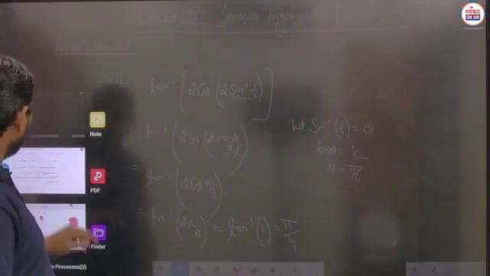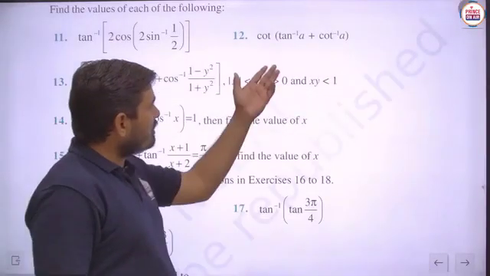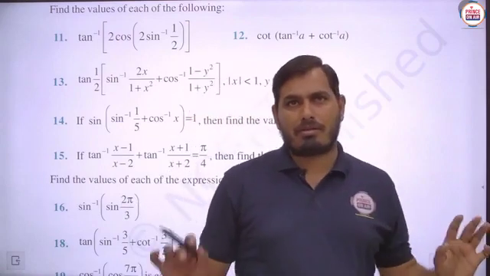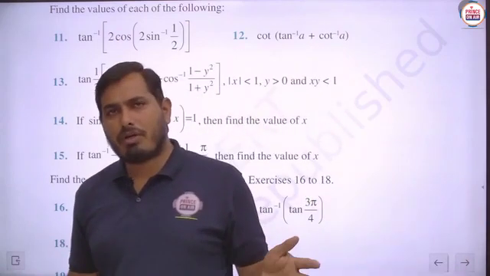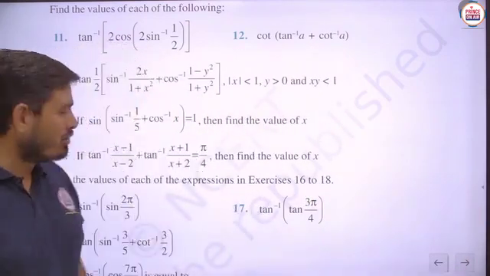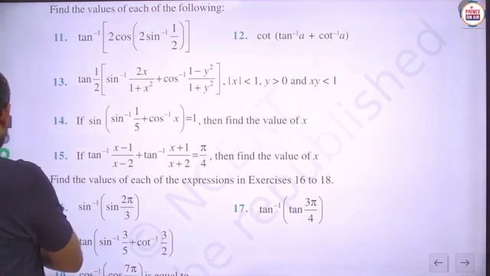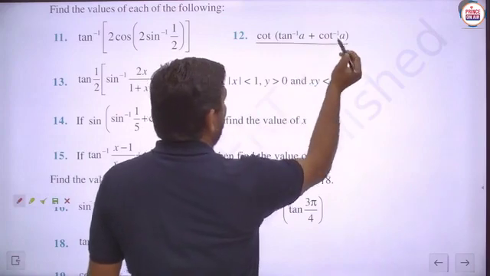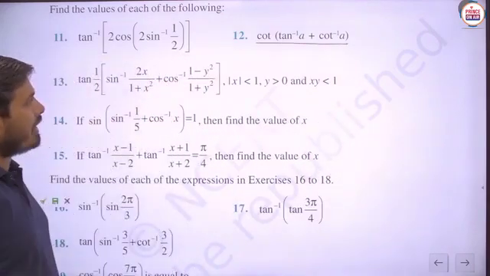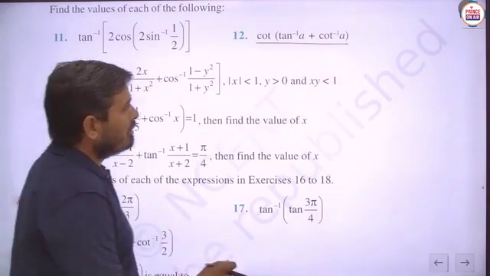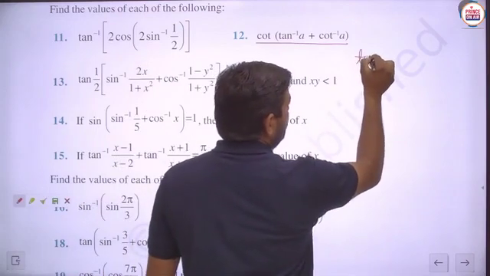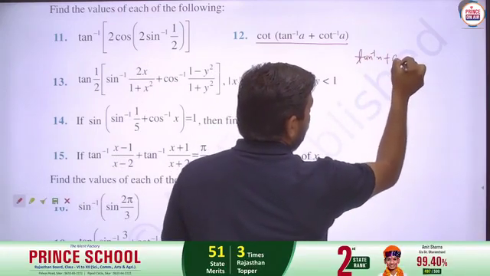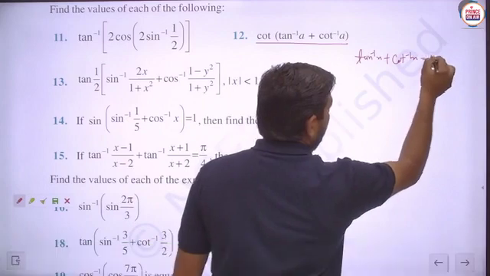Question number 12, you can see here again. In this question there should be no problem. You can just see the expression and provide the answer. Here the expression is given as cot of tan inverse A plus cot inverse A. I think you know very well about this expression. Tan inverse X plus cot inverse X is what? Pi by 2, always.